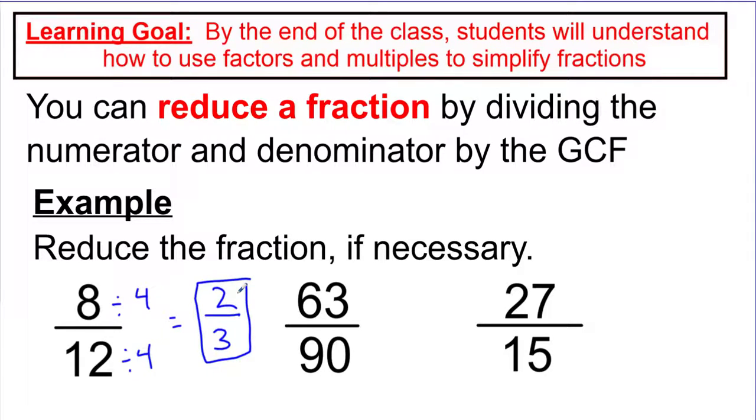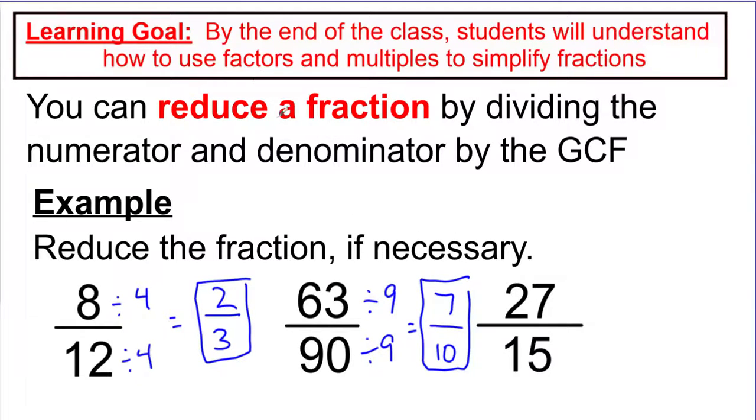So again, 63 over 90, they actually have a couple of numbers in common. For example, 3 is a common factor, but it is not the greatest common factor. In this case, the greatest common factor, if you make lists of 63 and 90, is going to be 9. If I divide this by 9 and divide this by 9, 63 divided by 9 is 7. 90 divided by 9 is 10. 7/10 is the most reduced fraction.